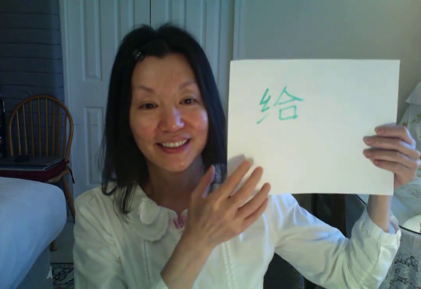The first one, which one? Your turn here, the first one. Pronounce that right here. 给. Okay, one more time. 给. In English, to give, or to, or from. 给. To give, or from, or to. Okay, let me see next.